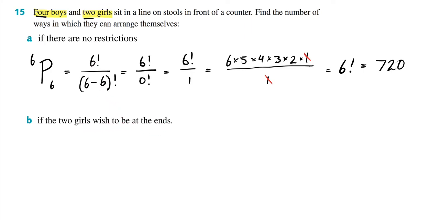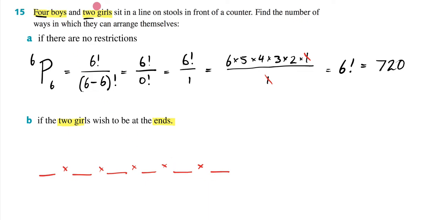ends. So now we are dealing with restrictions, and remember our principle that when we are dealing with restrictions, we need to deal with them first. So let me put out the places. So I have 6 stools. There we go. Perfect. Now what this is telling me is that the 2 girls wish to be at the ends. So I'm going to have a girl here and a girl here.